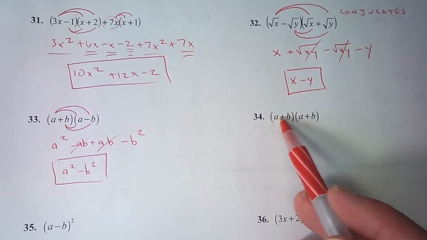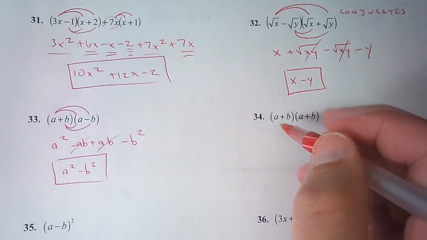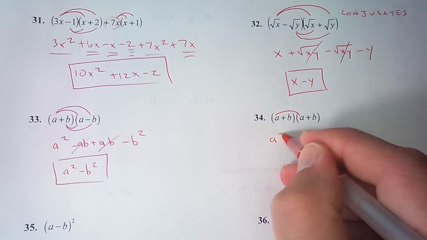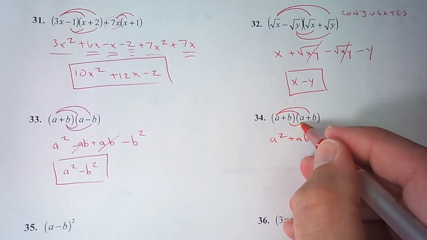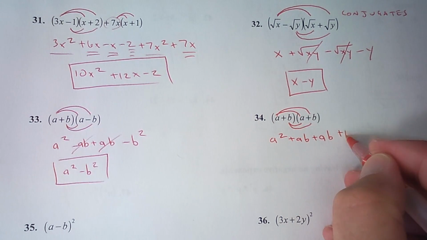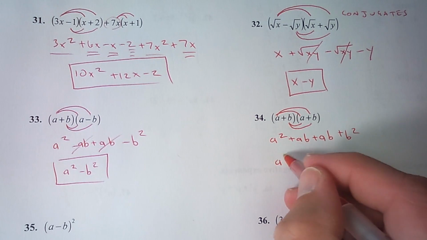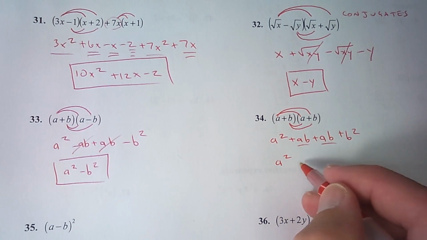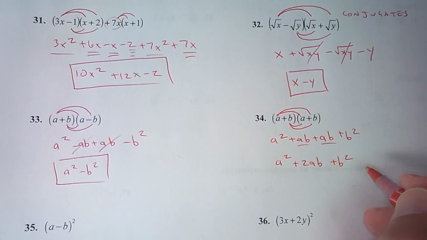Okay, now these are not conjugates, they're exactly the same. They both are positives. So I've got a squared plus ab plus another ab plus b squared. And that's going to simplify to a squared plus, I've got two ab's, so plus 2ab plus b squared.